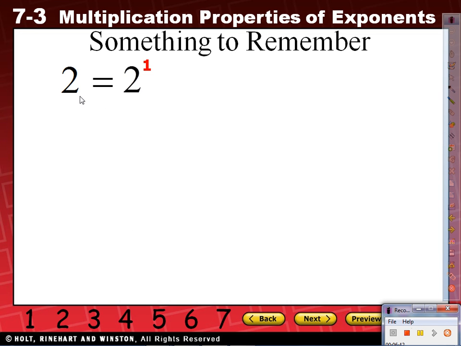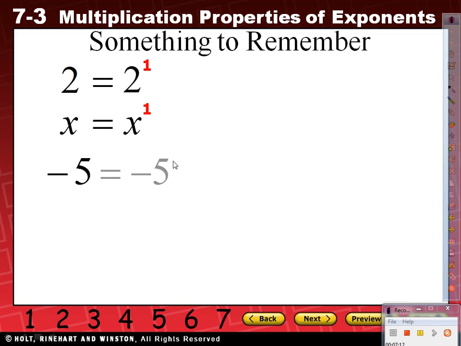So once again, if I give you a number without an exponent, automatically I want you to write it 2 to the first, or any number to the first, right? If I give you a variable such as this one, x, that becomes what? X to the first. So you write it x to the first, copy that. What if I give you -5? That becomes what? -5 to the first. Okay?